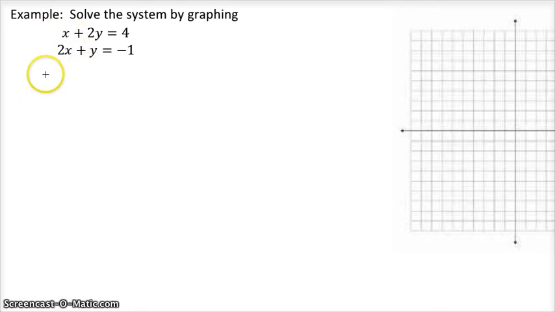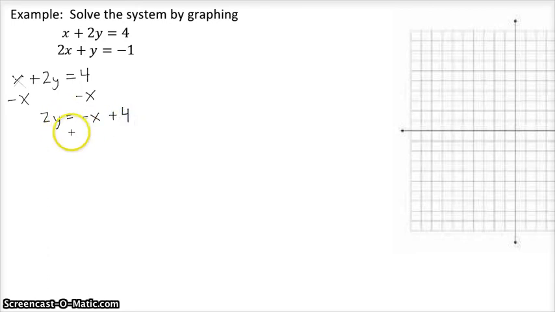So I jumped ahead to the next page, and we're going to look at specifically this first example and how you graph something. So I have this first equation. It's not solved for y, so it's not easy to graph. So I'm going to solve it for y right now. So I'm going to subtract this x to get y by itself. So I have 2y equals negative x plus 4. And what I'm left with is this 2y, so I got to divide by 2.